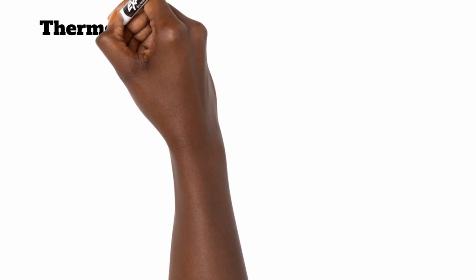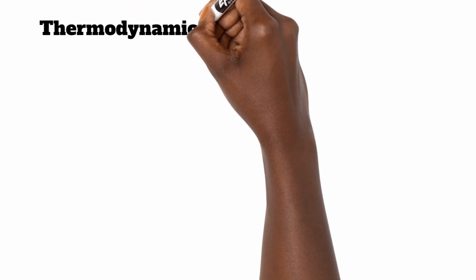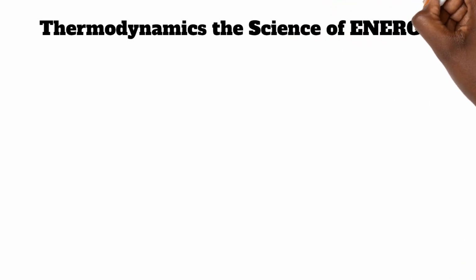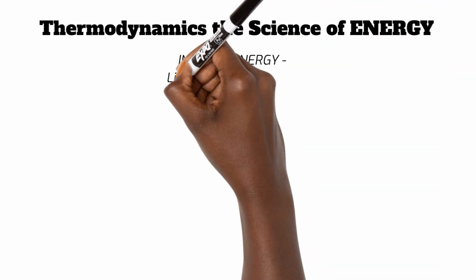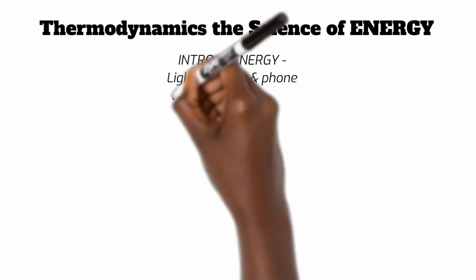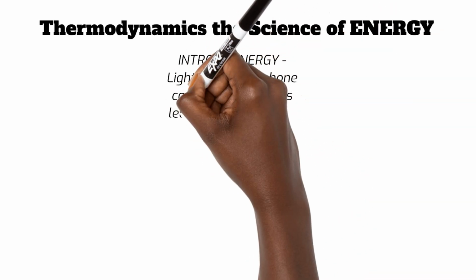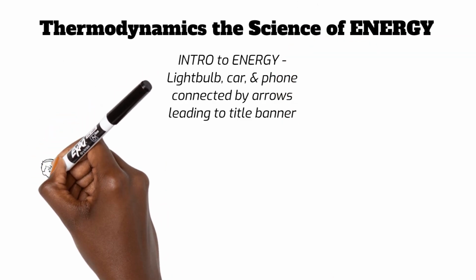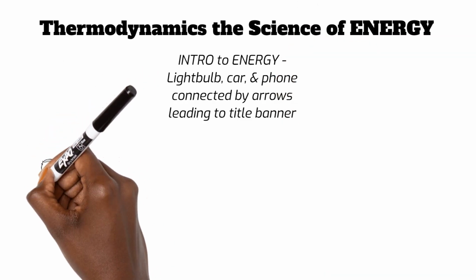Energy. It powers your lights, your phone, and your car. Weather, engines, and living cells all run on different forms of energy. Thermodynamics is the science that describes how energy moves, changes form, and limits what's possible.